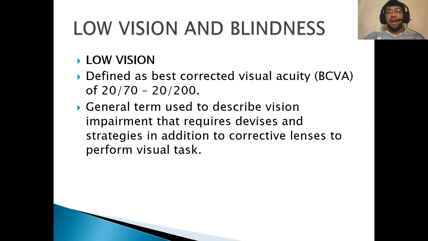Now we go to low vision and blindness. Low vision is defined as best corrected visual acuity or BCVA of around 20/70 or 20/200 visual acuity. So it's a general term used to describe vision impairment that requires devices and strategies in addition to corrective lenses to perform visual tasks. That's why it's very, very important for you to have your visual acuity assessed in order to determine whether you need glasses, corrective lenses, or not.